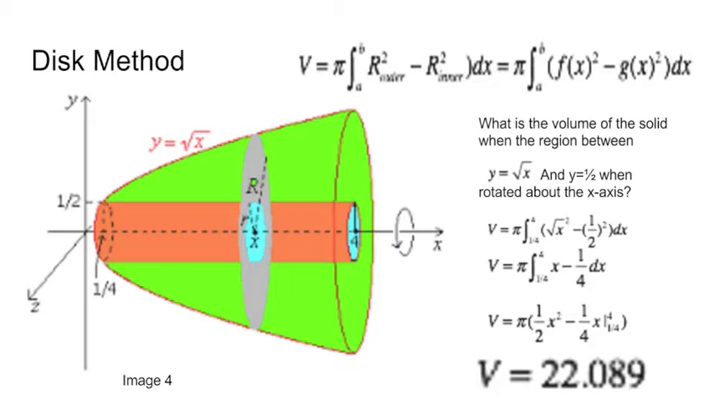For these types of problems, the volume is equal to pi times the antiderivative of the upper function, which is f of x, squared, minus the lower function, g of x, squared for an interval of x equals a to x equal b for a rotation about the x-axis. In this problem, the upper function is the square root of x, and the lower function is 1/2. The interval is from 1/4 to 4, as seen in the model. Once the equations and values are plugged in, the volume is 22.089 units cubed.